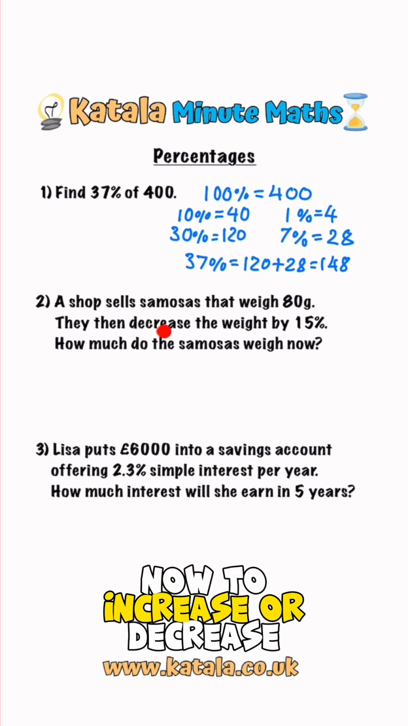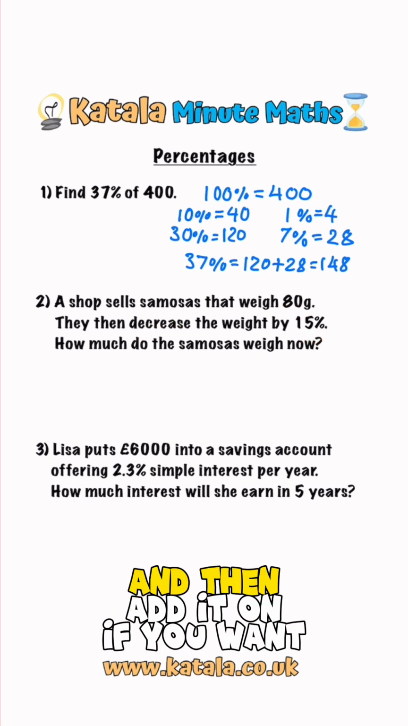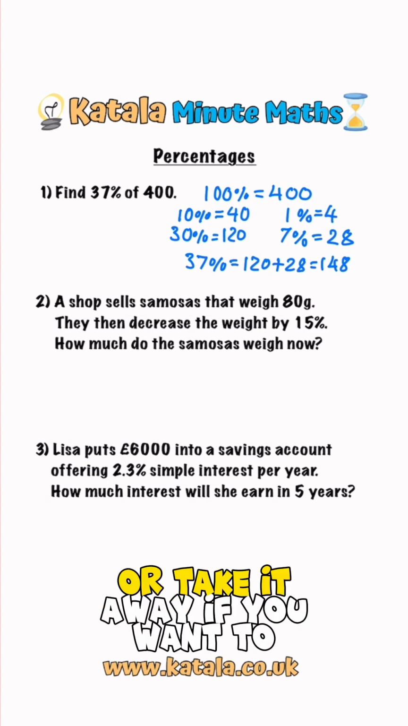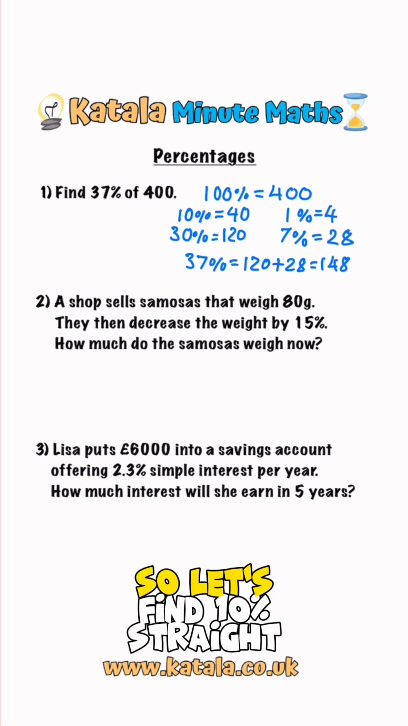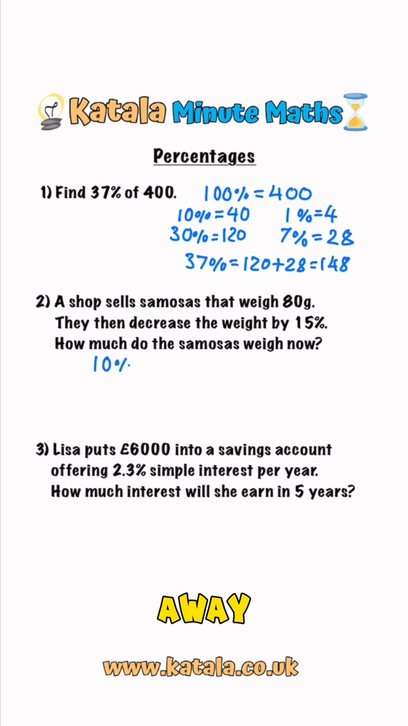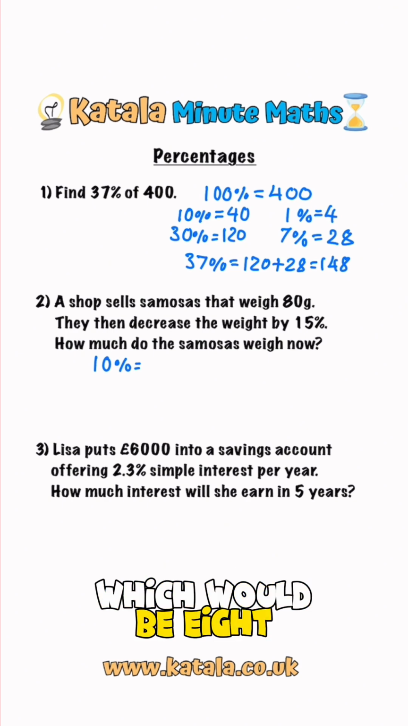Now to increase or decrease something by a percentage, we literally just find the percentage of the amount and then add it on if we want to increase, or take it away if we want to decrease. So we need to find 15% of 80. So let's find 10% straight away. Well, to get 10%, we just need to divide 80 by 10, which would be 8.